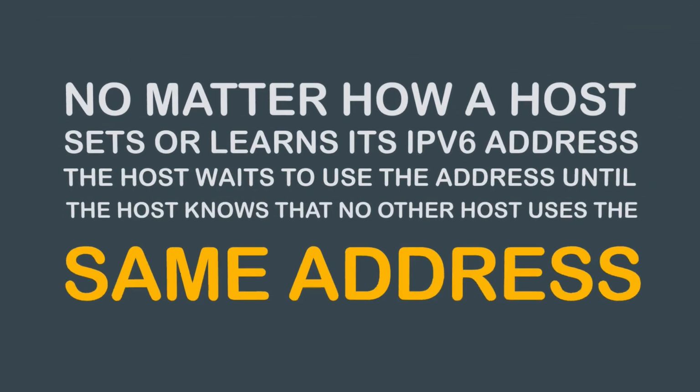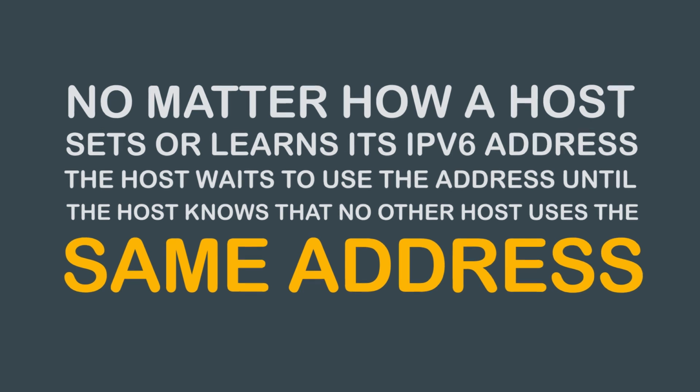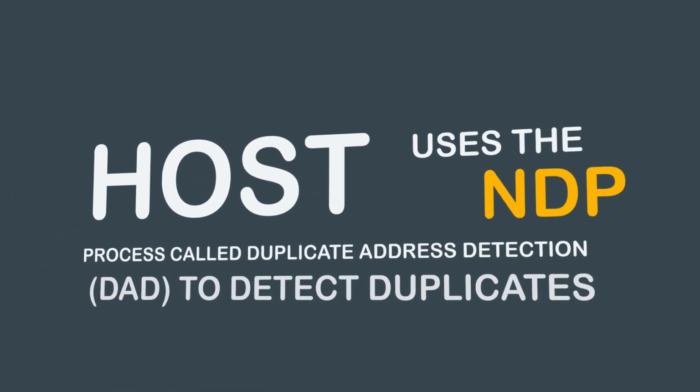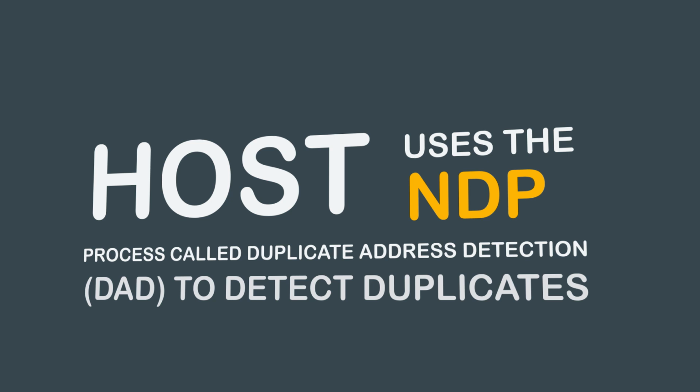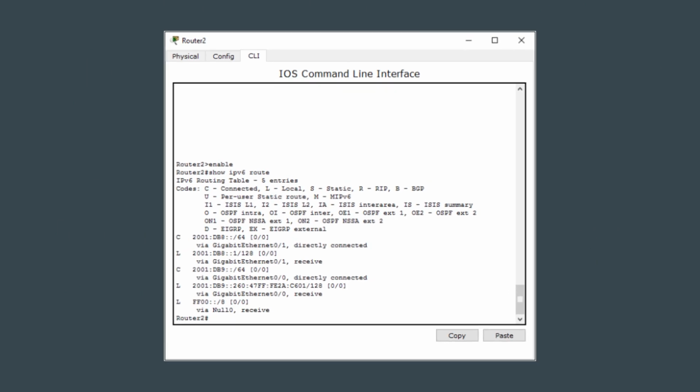No matter how a host sets or learns its IPv6 address, the host waits to use the address until the new host knows that no other host uses the same address. The host uses the NDP through a process called duplicate address detection, or DAD, to detect duplicates. Consider the following output from a router with a working interface after we enter the show ipv6 route command.